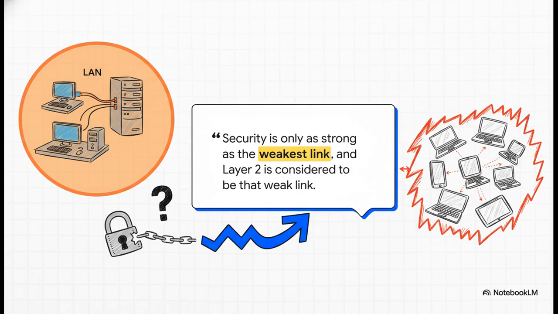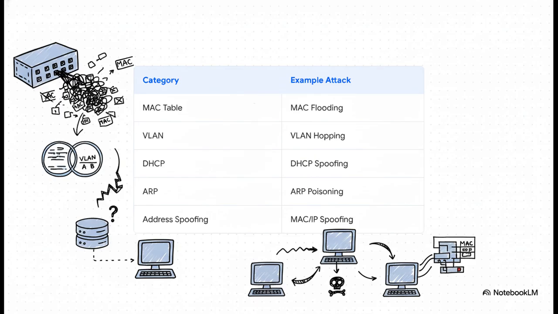Layer 2 is considered the weakest link because it was built on a simple assumption: trust. Back in the day, LANs were private, trusted zones. We just assumed that anyone who could physically plug into a port was a friend. But today, with things like bring your own device policies, that assumption isn't just outdated, it's dangerous. And an attacker who's already on the inside can exploit this built-in trust in some really nasty ways.